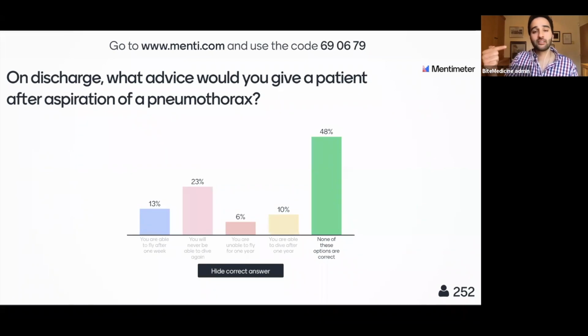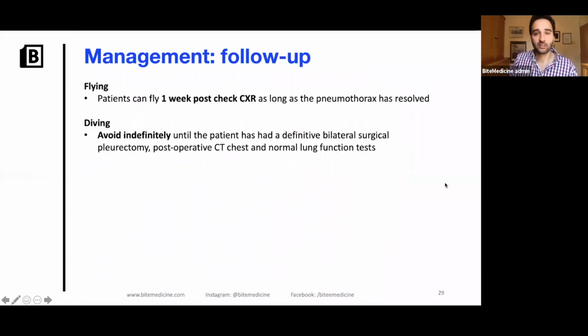So you had it aspirated or drained. You have a chest X-ray, and if that chest X-ray shows that the pneumothorax has resolved and the patient's symptoms have resolved as well, then you can fly 1 week after that. So it's not that you can fly after 1 week. I'll show you the two main things to mention. Whenever you're discharging patients after a pneumothorax has been treated, these are the main two questions they ask: flying, definitely, diving less commonly. Patients can fly 1 week post-chest X-ray, as we said, as long as the pneumothorax has resolved.